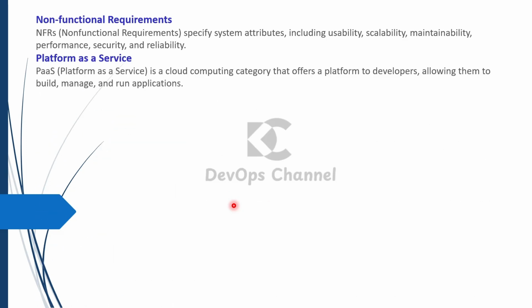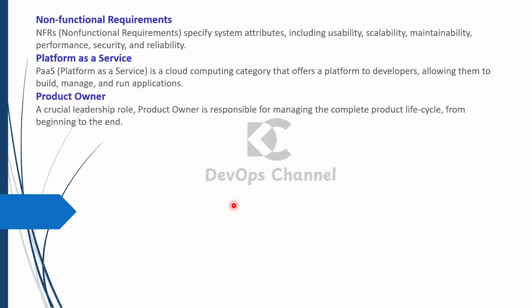Next one is platform as a service. So suppose if you are using a database via any cloud provider, you are using platform as a service. It's a cloud computing category that offers a platform to developers, allowing them to build, manage, and run applications. Now the level till OS and below, meaning the infrastructure and all, is managed by your cloud provider, and all above that, other than the OS level, you are managing. So that's called platform as a service.